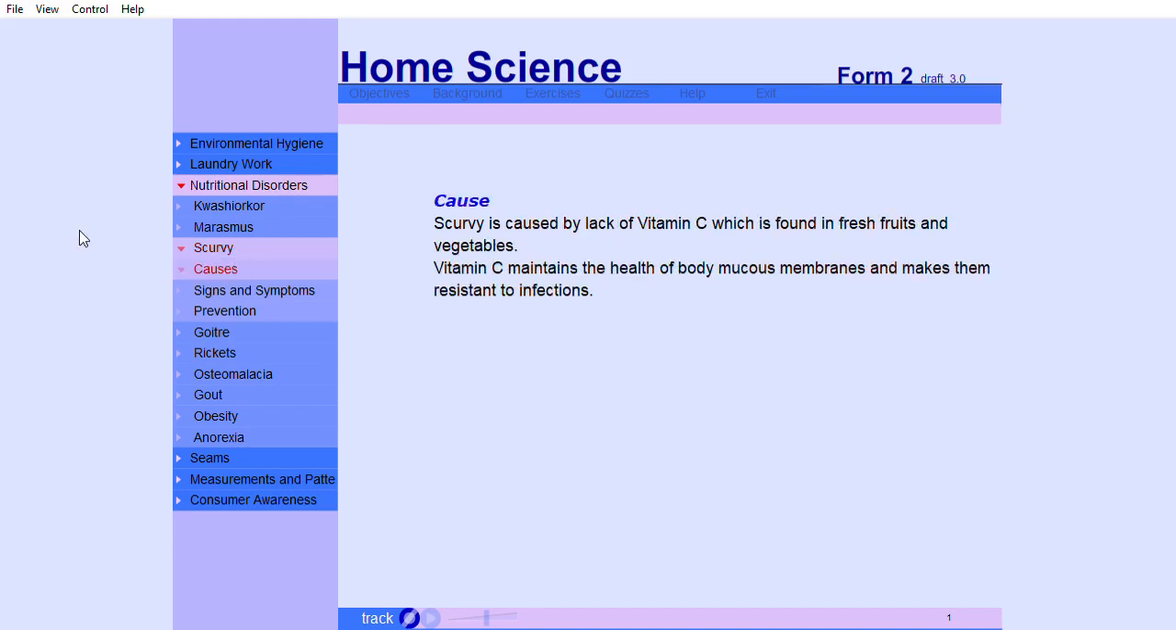Scurvy is caused by lack of vitamin C, which is found in fresh fruits and vegetables. Vitamin C maintains the health of the body mucous membranes and makes them resistant to infections.